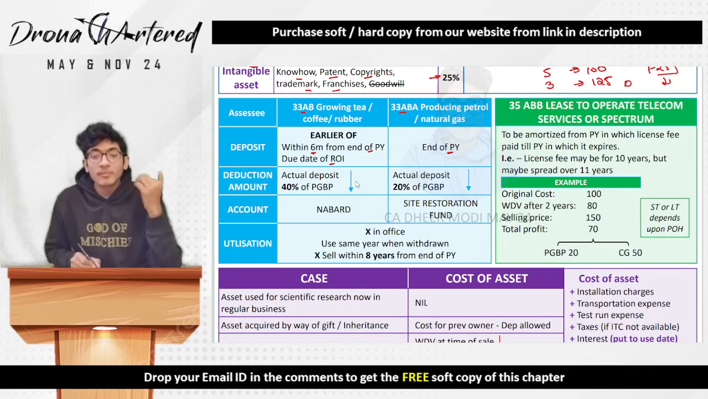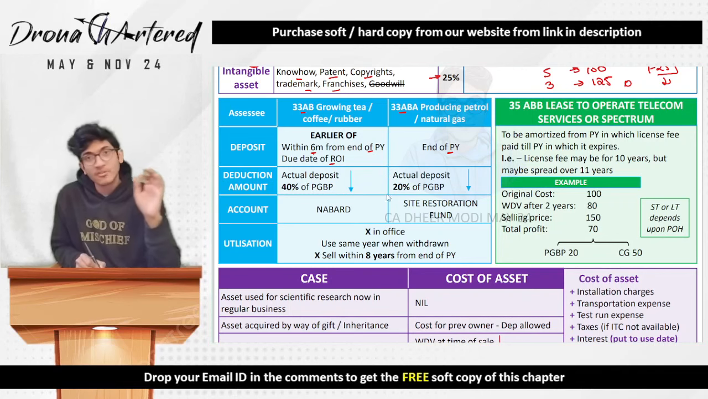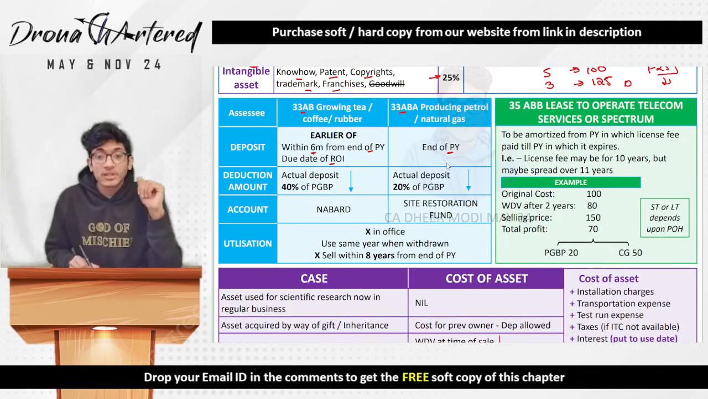Deduction amount. What will be the amount of deduction allowed? That means actual amount that you have deposited or 40% of PGBP, whichever is lower. And for 33ABA, it is the same limit, just instead of 40%, it is 20% over here, whichever is lower.